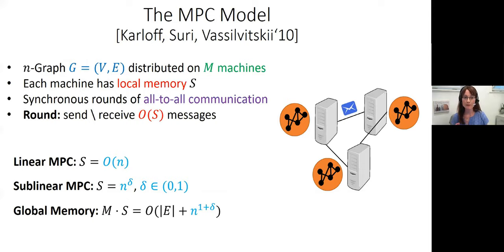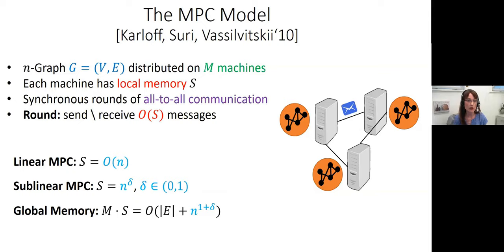Okay. So the MPC model, I'm going to explain it very much from the perspective of a distributed person and from someone that would like to solve graph problems with this model. This model was introduced by Karloff, Suri and Vassilvitskii in 2010. In this setting, we are given some n-vertex graph G. It's very large. We cannot store it at a single machine. And we are lucky because we have M machines. Every machine has some parameter S specifying the local memory of the machine.